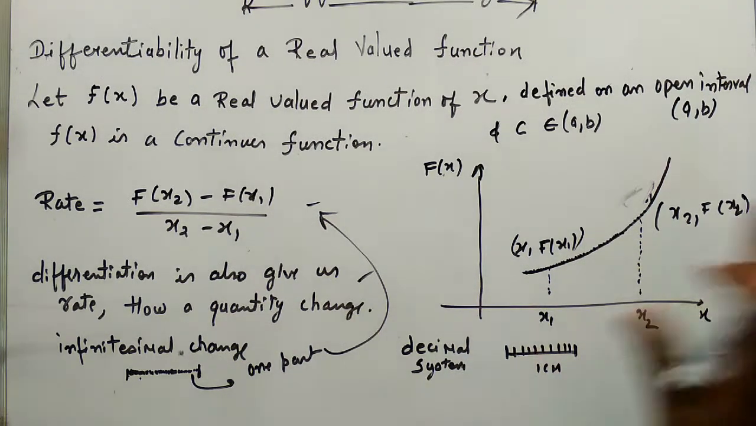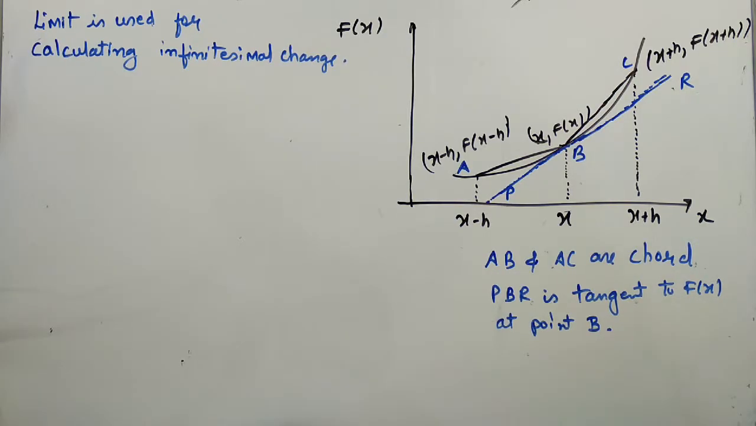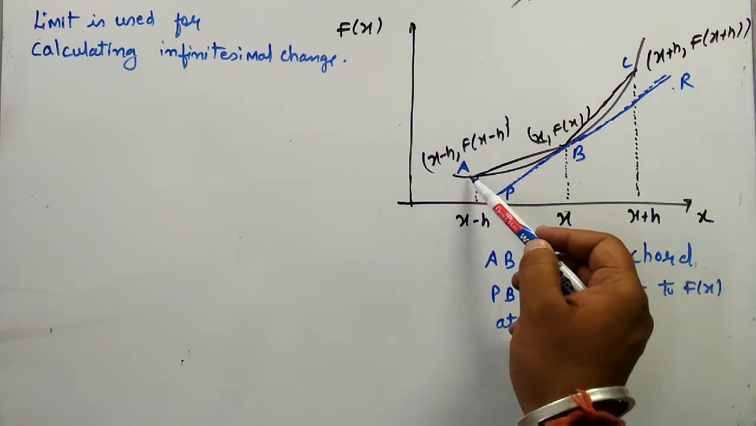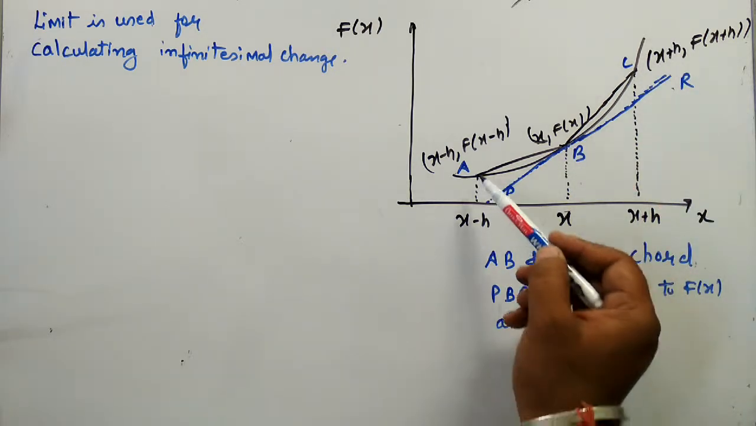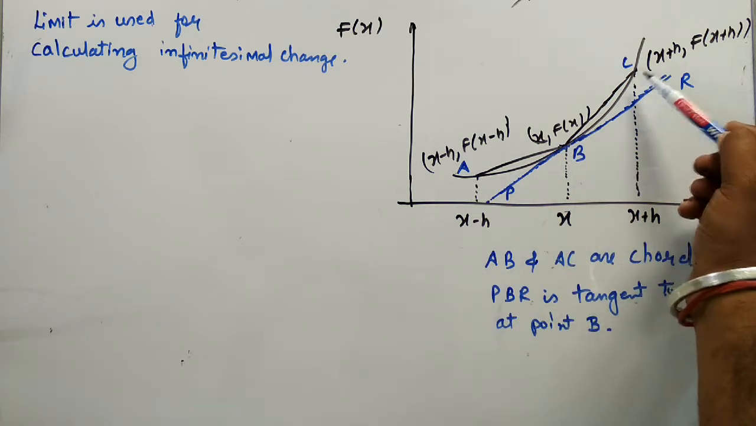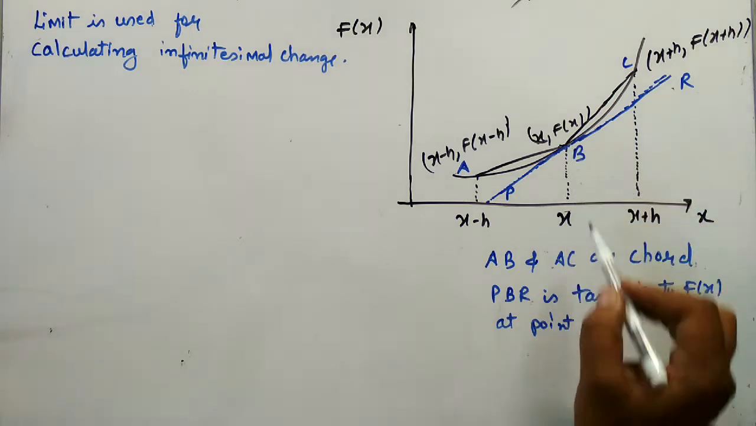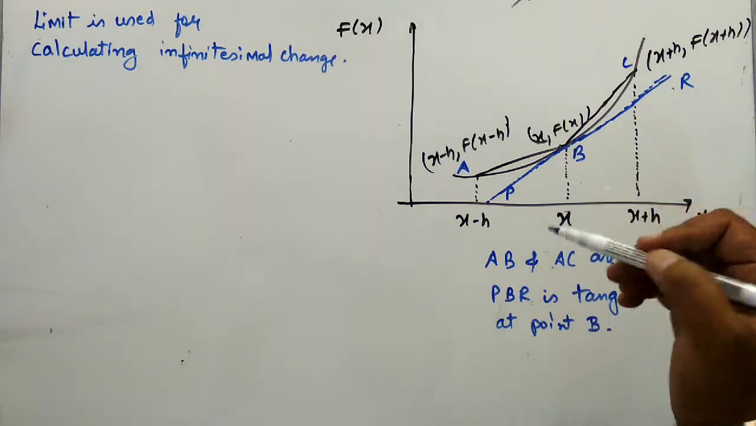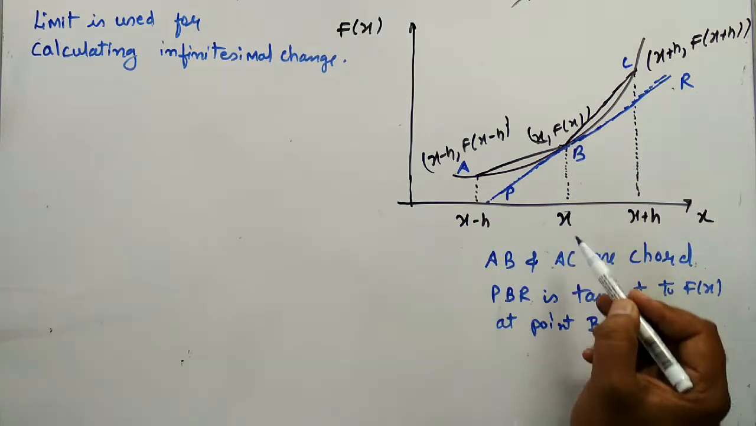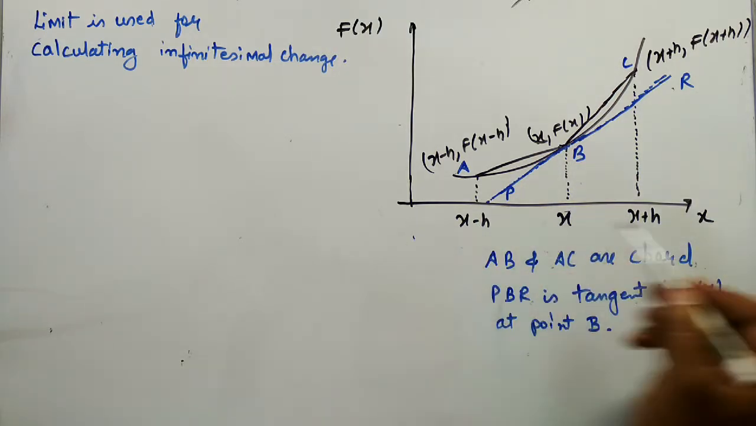So I'm rubbing this. Now limit is used for calculating the infinitesimal change. We have taken 3 points on this curve of f(x): a, b and c. We have joined this chord ab and chord bc. And we are going to see the differentiability of f(x) at point b, which is at this point.